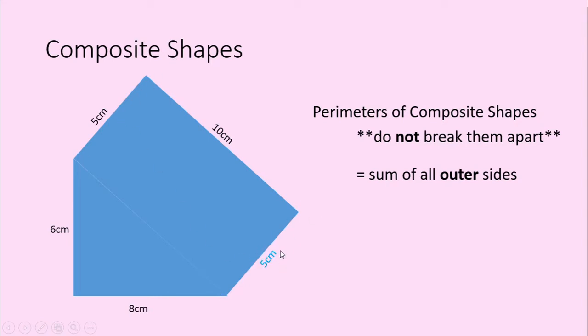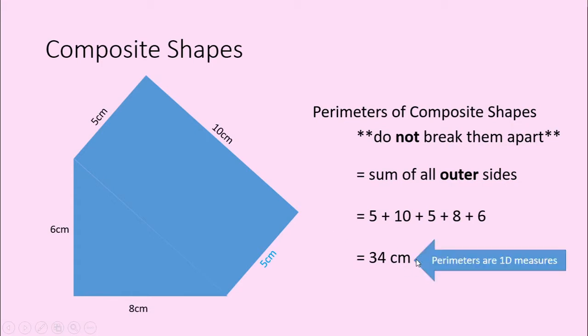Now I can work out the perimeter. 5 plus 10 plus 5 plus 8 plus 6. And that works out to be 34 centimeters. Now don't get this confused. This is a perimeter. We're measuring length around the outside of the shape. And that's a 1-dimensional measure. So it's not going to be in centimeters squared. It's just in centimeters.